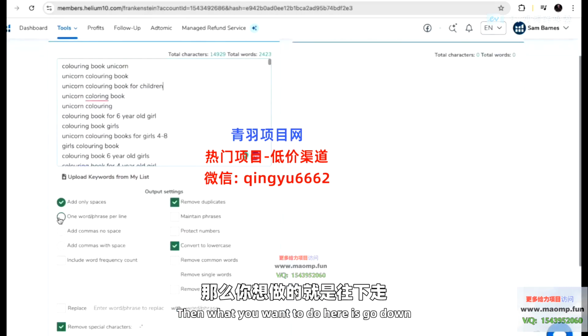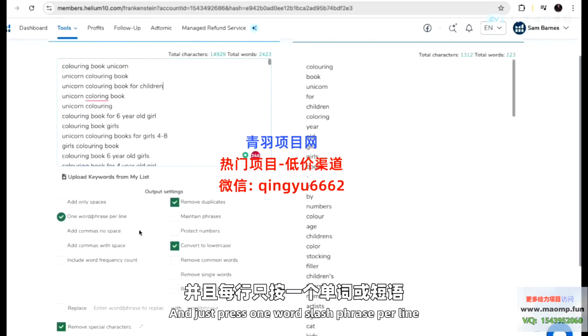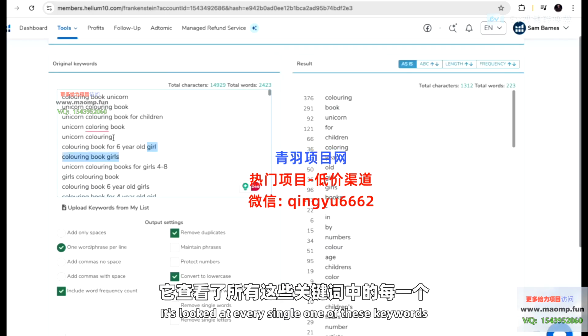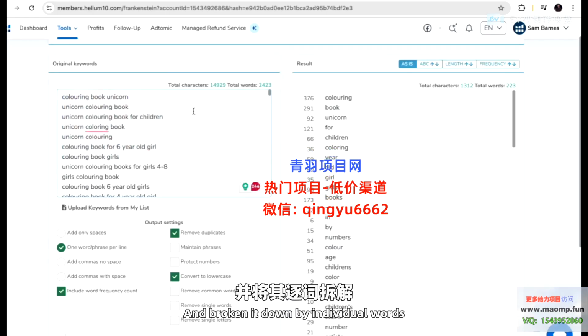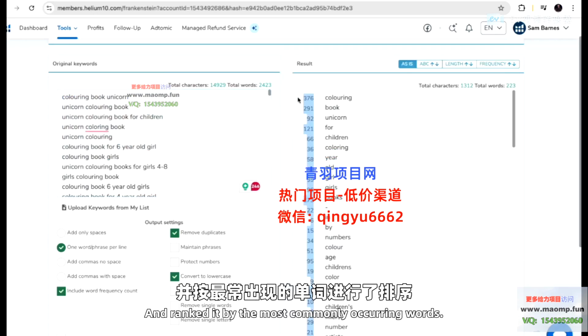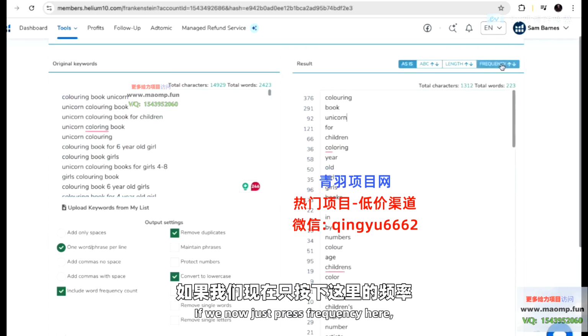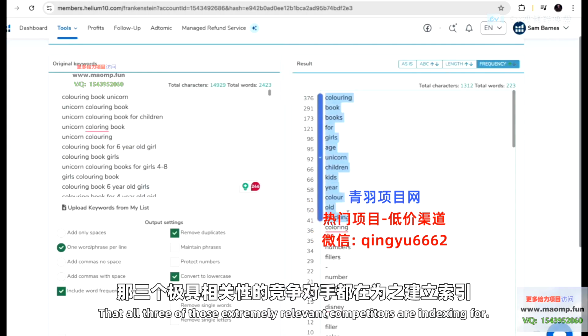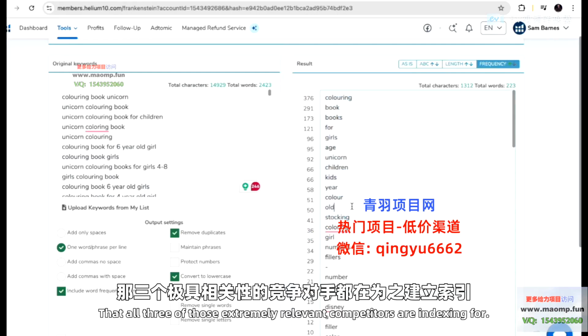Then what you want to do here is go down and press 1 word/phrase per line and then include word frequency count. What this tool, Frankenstein, has done is looked at every single one of these keywords, broken it down by individual words and ranked it by the most commonly occurring words. So if we now just press frequency here, these are the most commonly occurring individual words that all 3 of those extremely relevant competitors are indexing for.